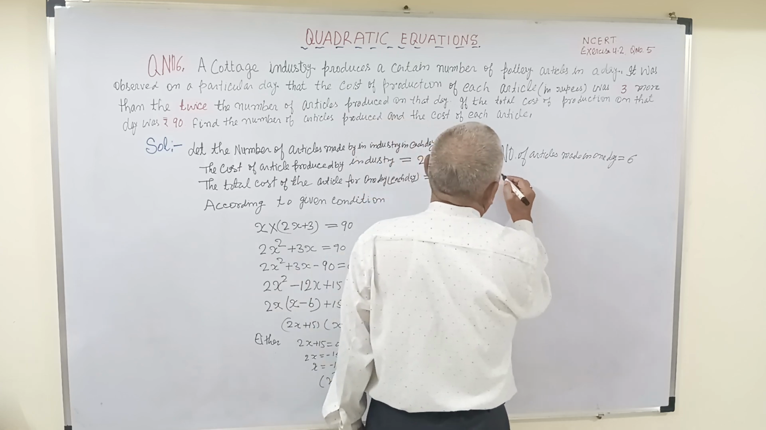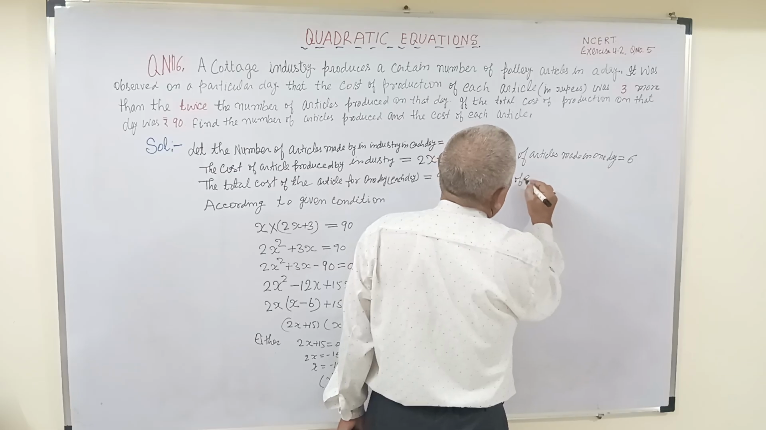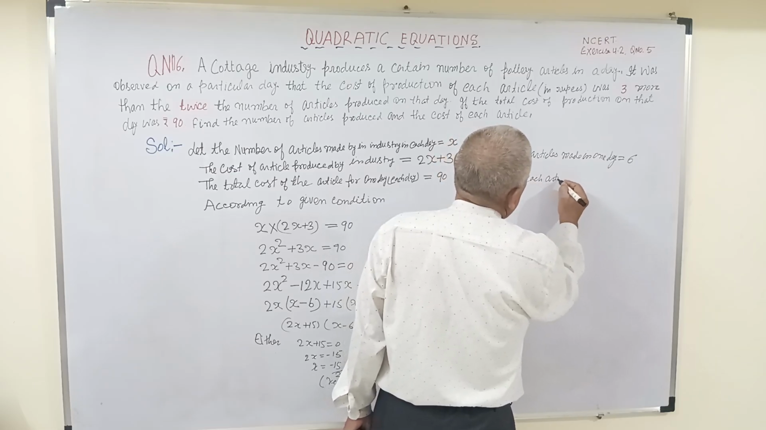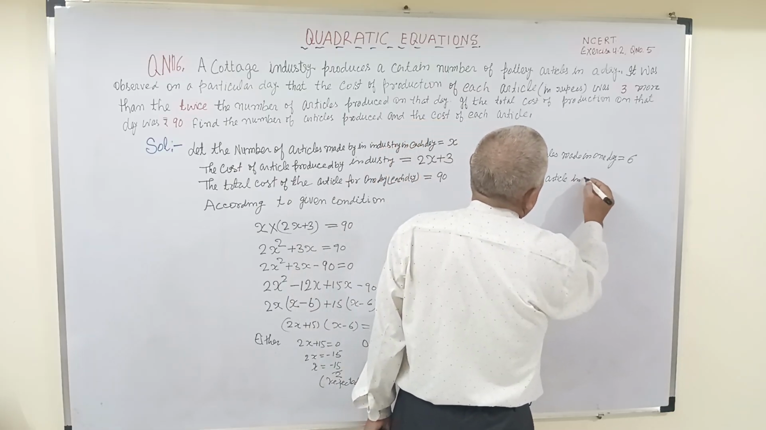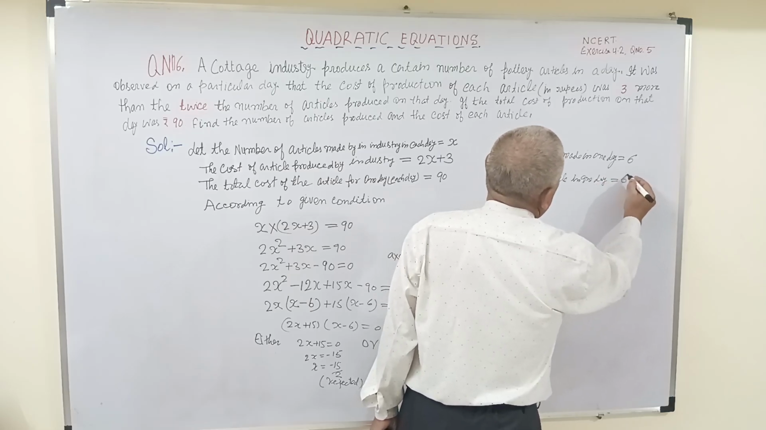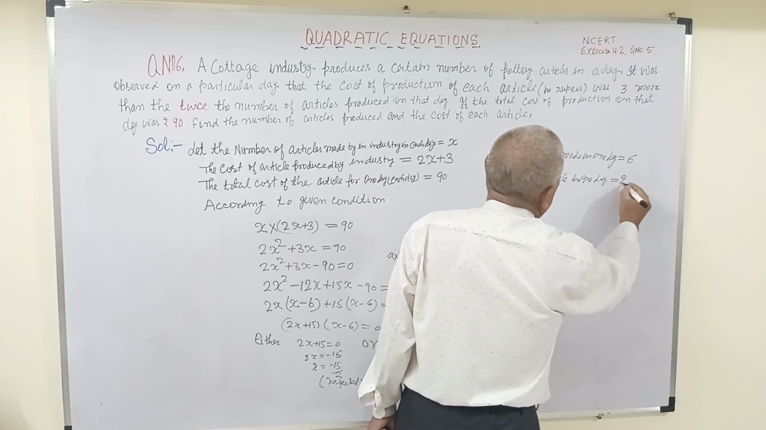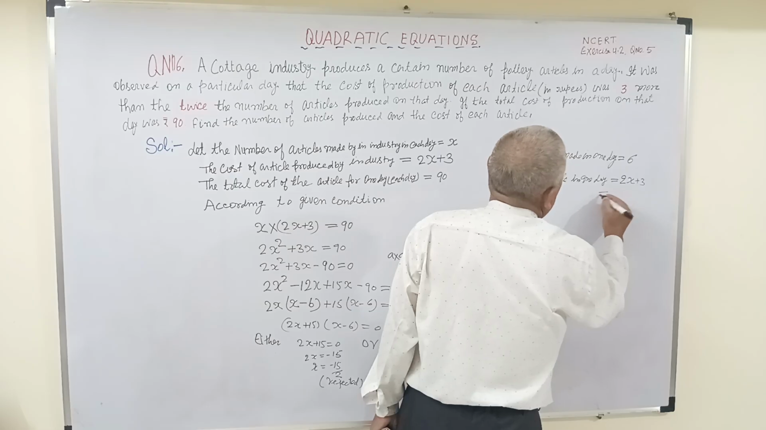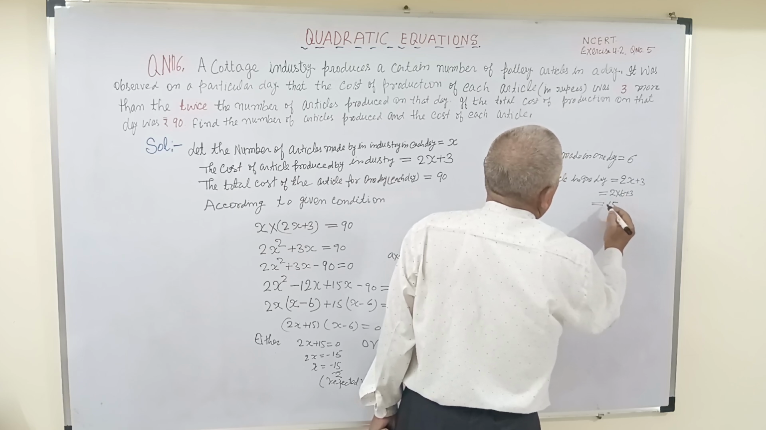Now the cost of each article in one day, that is 2x plus 3, that is 2 into 6 plus 3, are 15 rupees.